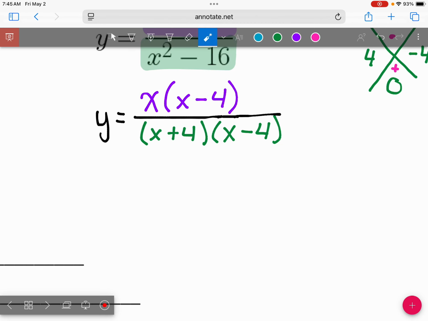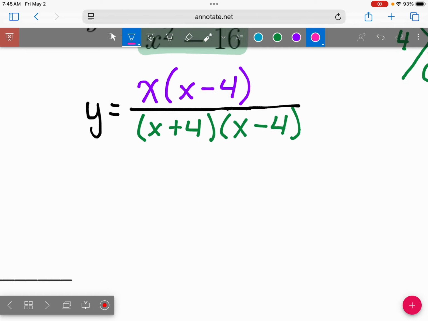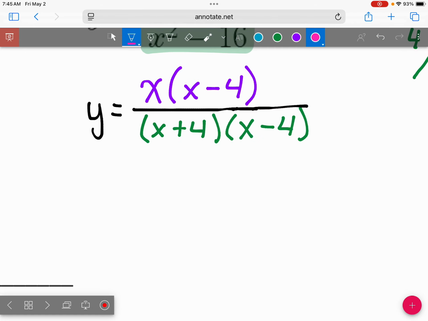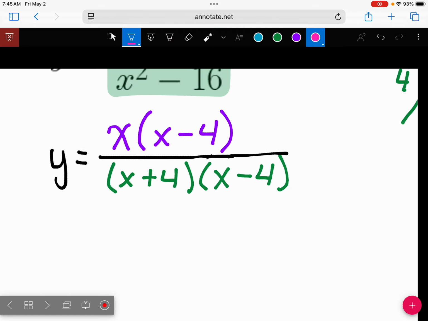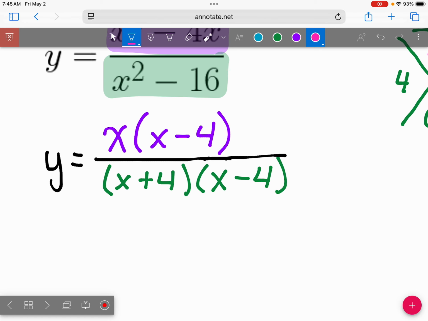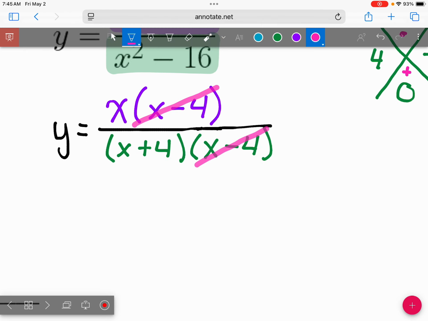So what do we notice here? Now that we have this thing in factored form, what do we notice? There's x minus 4 in both. There's an x minus 4, both numerator and denominator, which means I can cancel those out. I can cancel top to bottom if they're exactly the same. So what we're going to have left over is x over x plus 4.